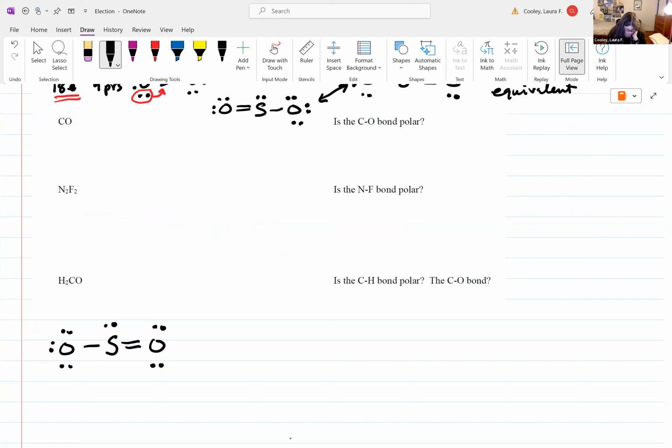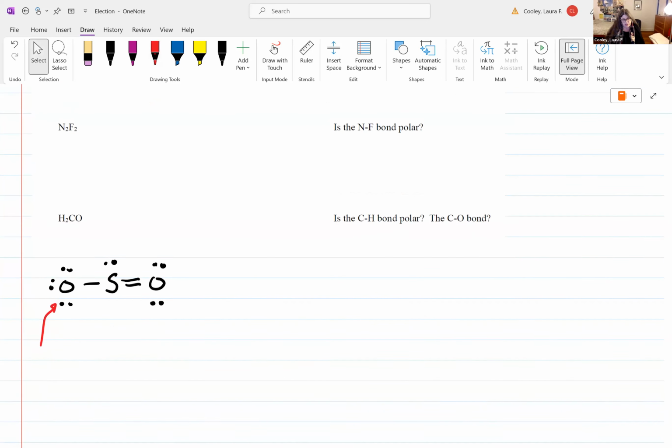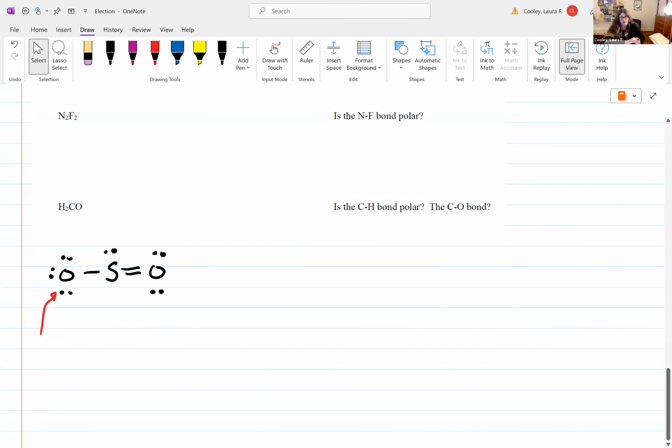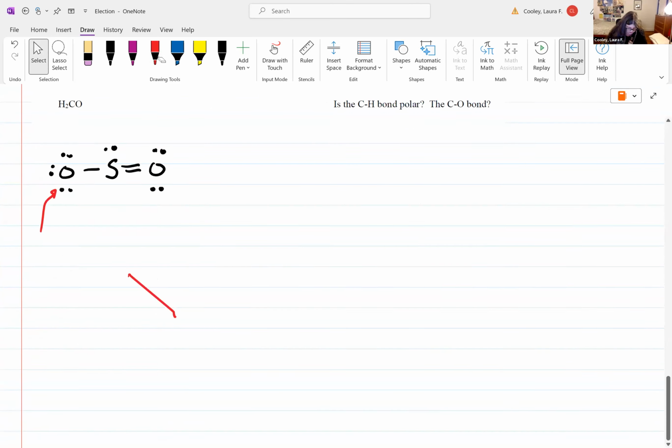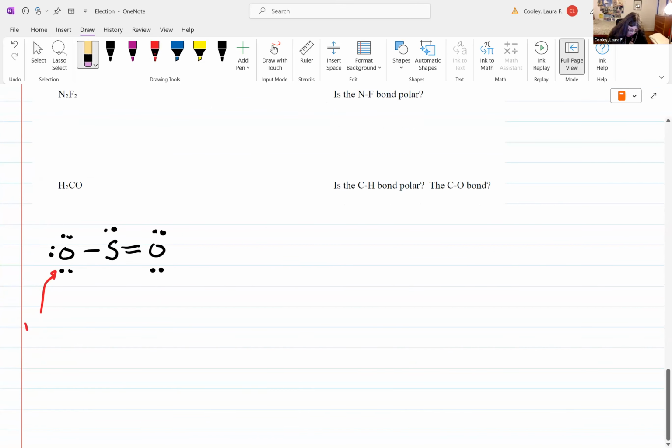So this is what we have. How do we calculate the formal charge on the O here? In class, I showed you that you could count up the number of electrons associated with a particular atom.